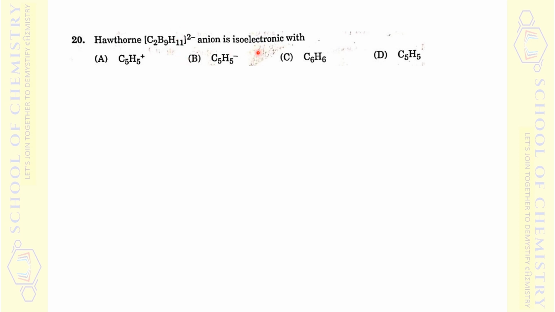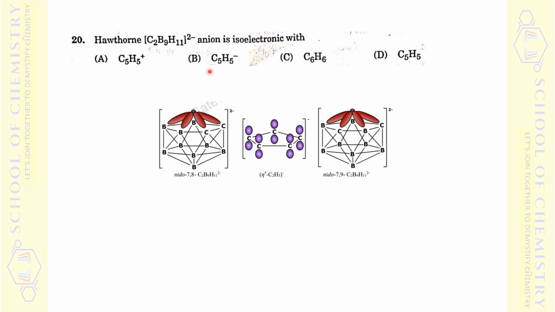Half-thrown anion is isoelectronic with. I'm not sure whether this question is correct or not, because as per my knowledge, the isoelectronic thing will not happen here in any way. But actually the behavior of this particular anion, half-thrown, will be similar to that of C5H5 minus, because C5H5 minus can coordinate in eta 5 mode to the metal.